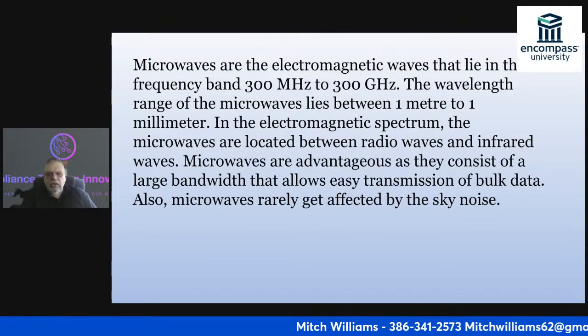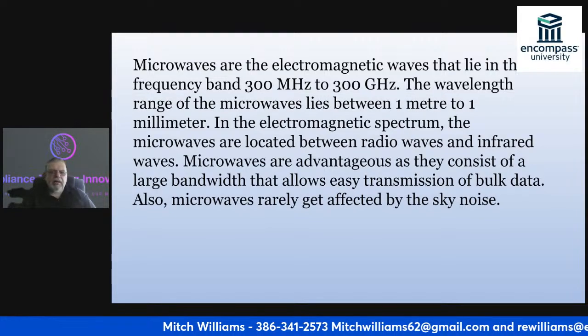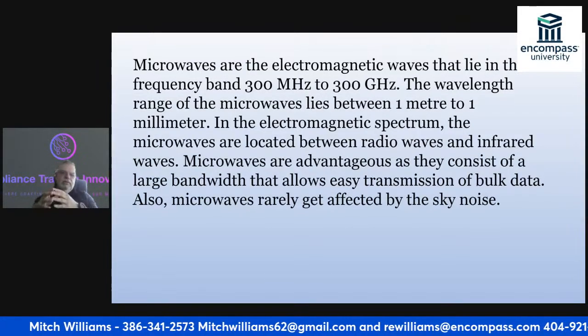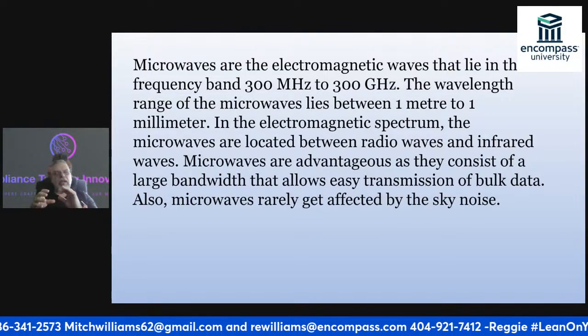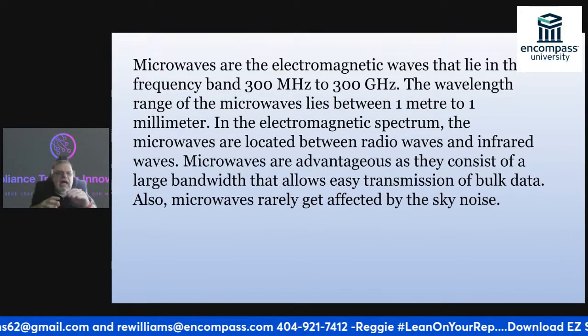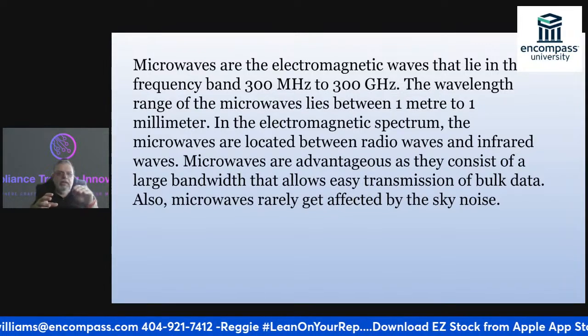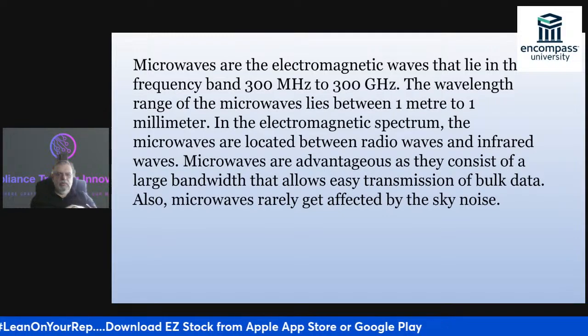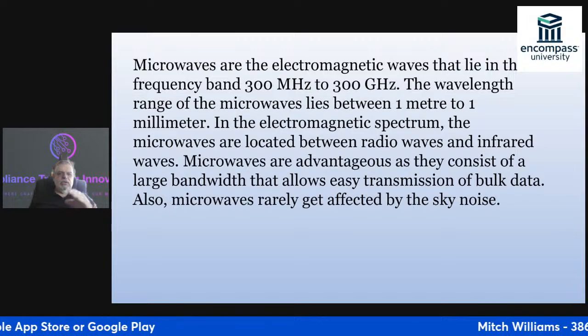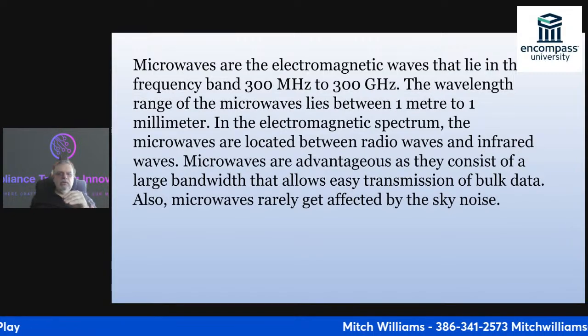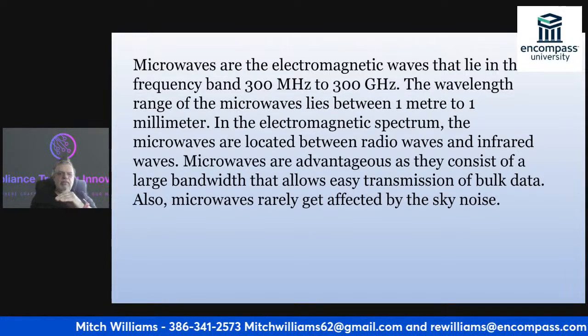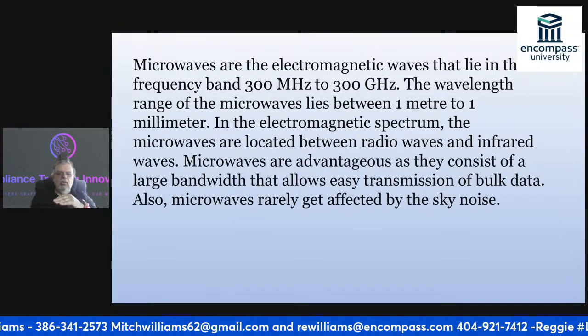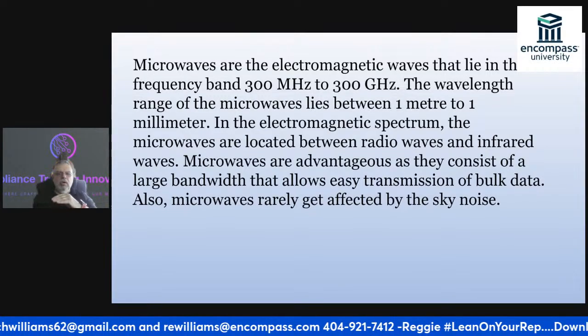We're going to move a little bit. We're going to talk about microwaves. They are electromagnetic waves that lie in the frequency band between 300 megahertz and 300 gigahertz. Remember MHz and GHz: the M would be megahertz, and G gigahertz. The wavelength range of microwaves lies between 1 meter and 1 millimeter.